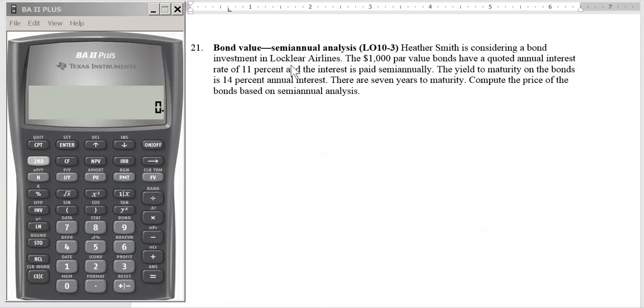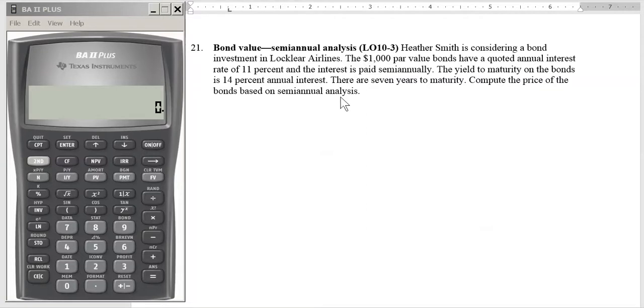Heather Smith is considering a bond investment in Locklear Airlines. The $1,000 par value bonds have a quoted annual interest rate of 11%, and the interest is paid semi-annually. The yield to maturity on the bonds is 14% annual interest. There are 7 years to maturity. Compute the price of the bonds based on semi-annual analysis.